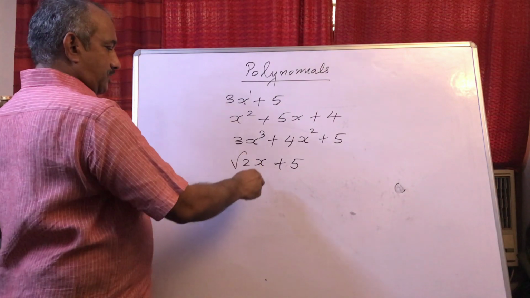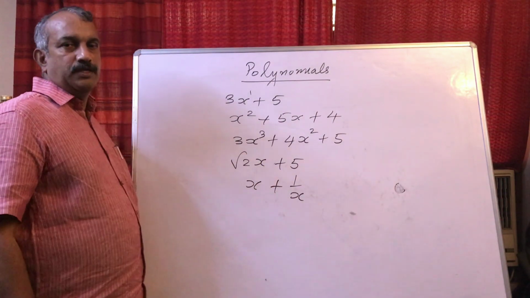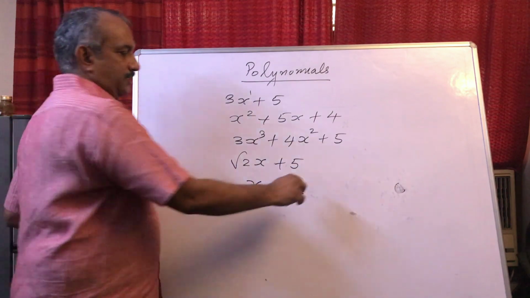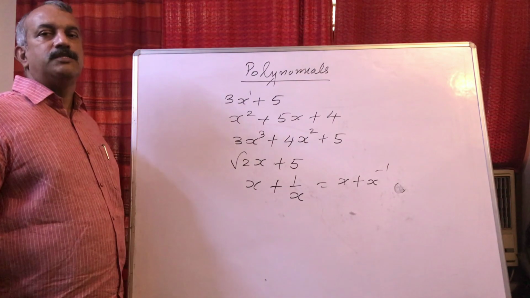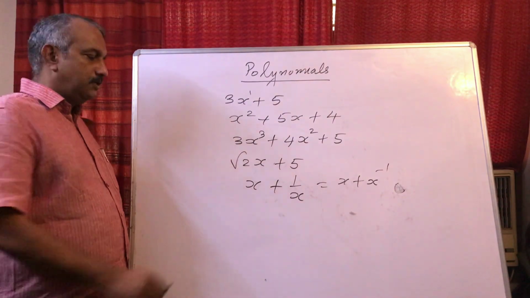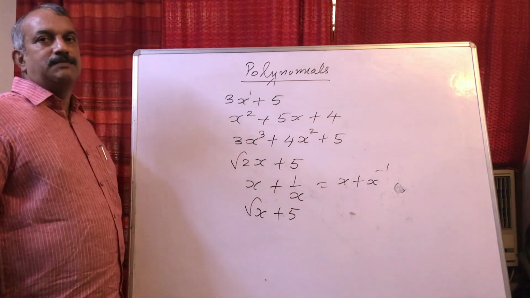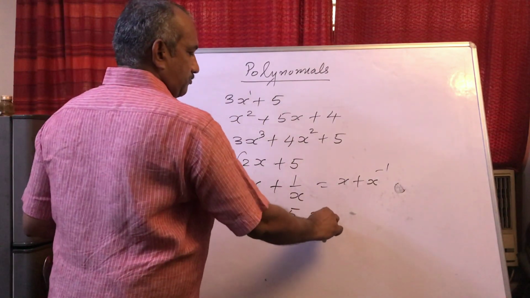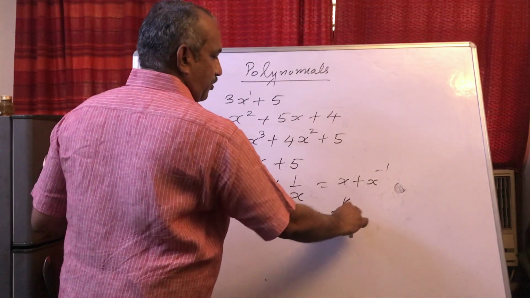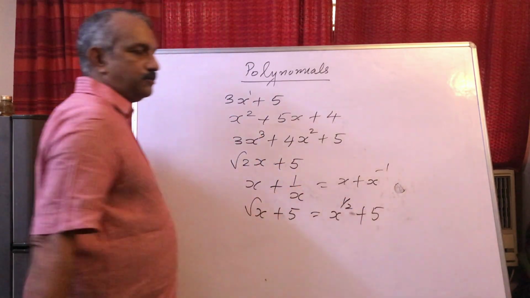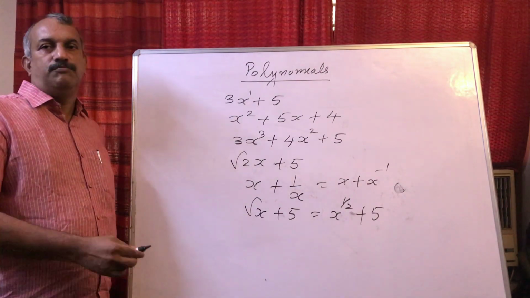Now in this, see, x plus 1 by x is not a polynomial because it is the same as x plus x raised to minus 1. So it is not considered as a polynomial. Similarly, root x plus 5 is not considered as a polynomial. This is because root x plus 5 is x raised to 1 upon 2 plus 5. So the power is a fraction. So it is not considered as a polynomial.